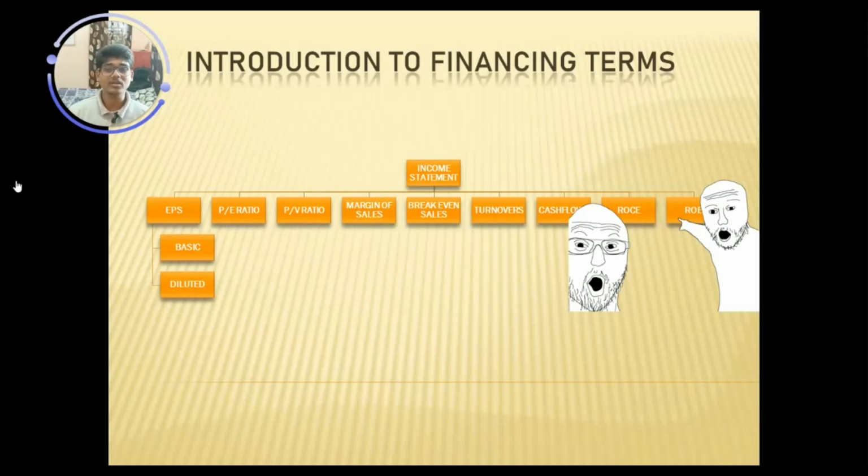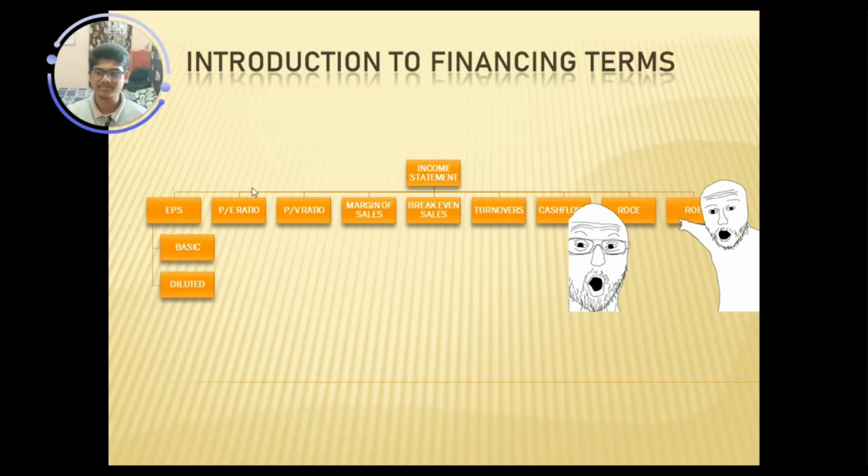In the previous video, we discussed the introduction to the financing terms, and how the income statement defines all the factors that we have to analyze in every company. There are also terms called ROCE and ROE, and they are also defined from the income statement only. In the previous video I didn't mention that, so it's my fault, sorry. I also pasted some meme templates.